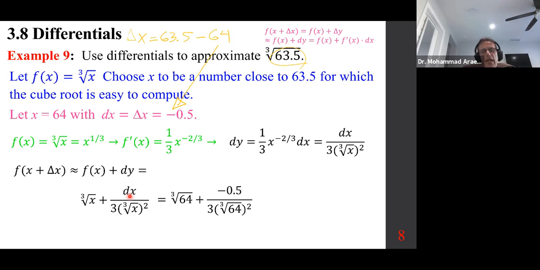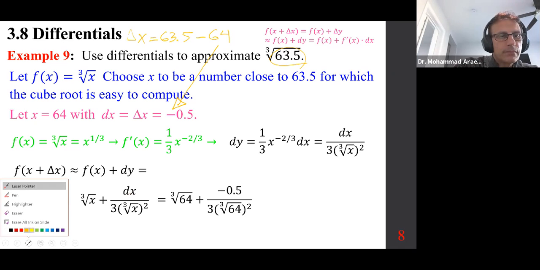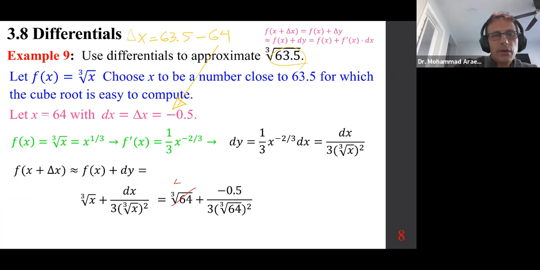And to finish that, obviously this is 4. So we have 4 plus negative 0.5 over 3 times 4 squared, which is 16.